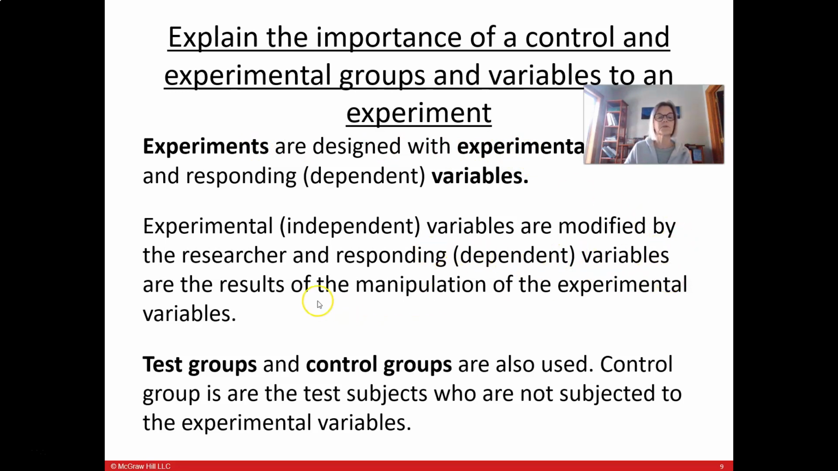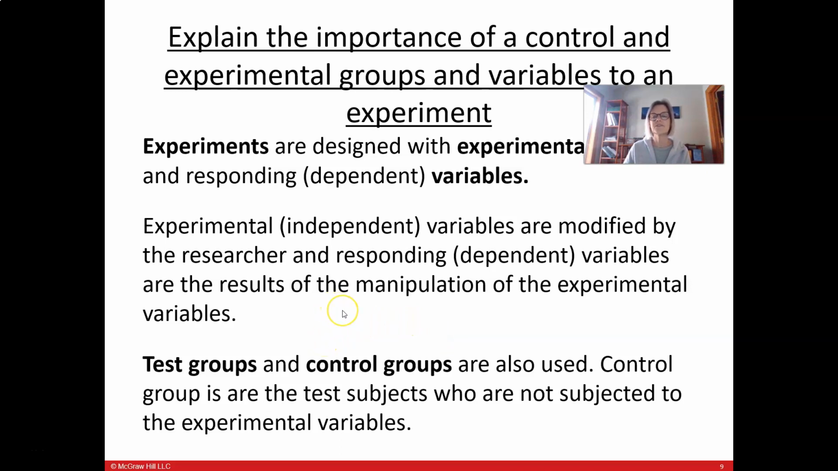The responding variables are going to be the results. So now we're going to see after a period of time, if the people that are drinking different amounts of water have different amounts of dry skin, amounts of flaky skin. The other thing you need in an experiment are a test group and a control group. So the test group is the group where we're giving them different amounts of water and we're testing their flaky skin. The control group gives us something for comparison.